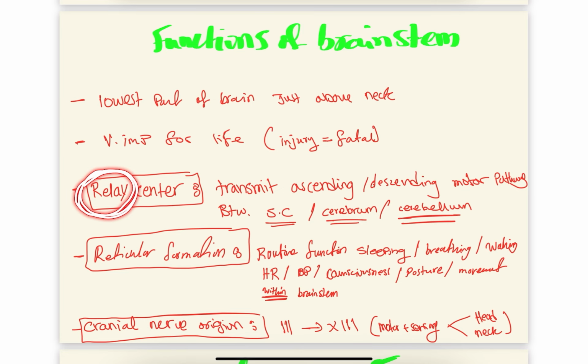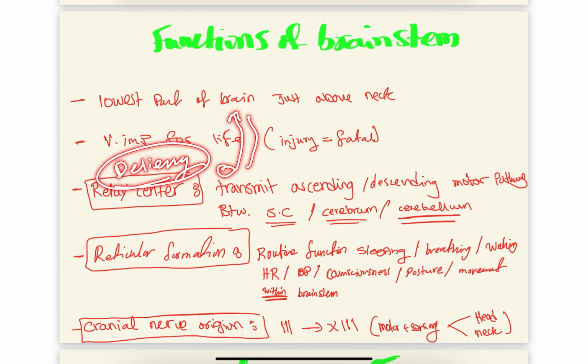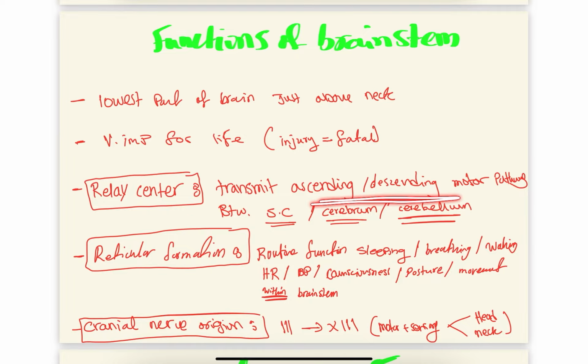Now, we call it a relay center. What does this mean? It works like a delivery center. It takes stuff and it ascends it or descends it. Ascending is for sensory, descending is for motor. So it's mainly associated with the motor pathways between, in the delivery center analogy, the companies it works with: the spinal cord, the cerebrum, and the cerebellum.